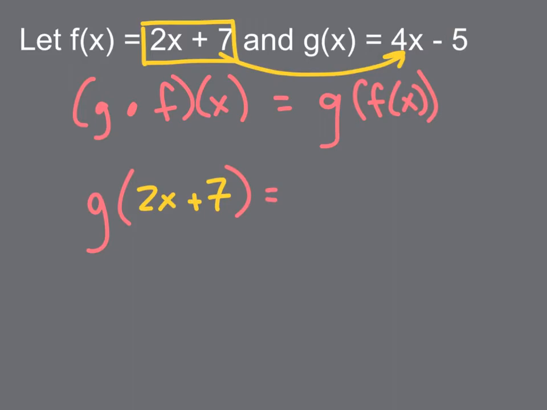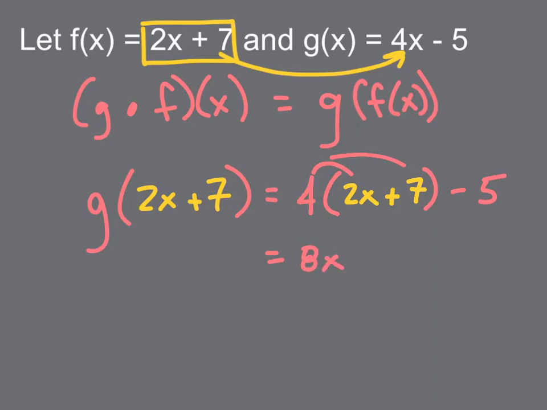All right, so I'm going to rewrite this as 4 times, and then I'm going to plug in 2x plus 7, and then minus 5. Okay, so once I do this, we can go ahead and distribute our 4. And so that's going to give us 4 times 2x is 8x. 4 times 7 is plus 28, and then minus 5.